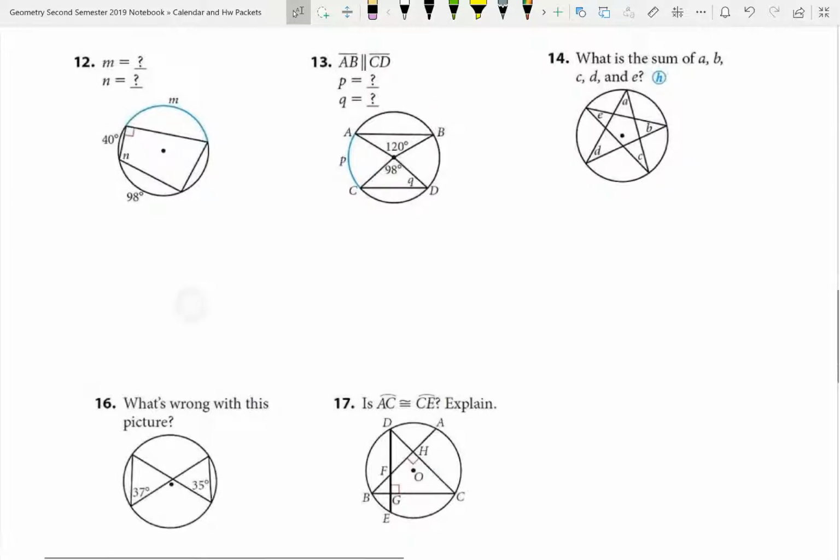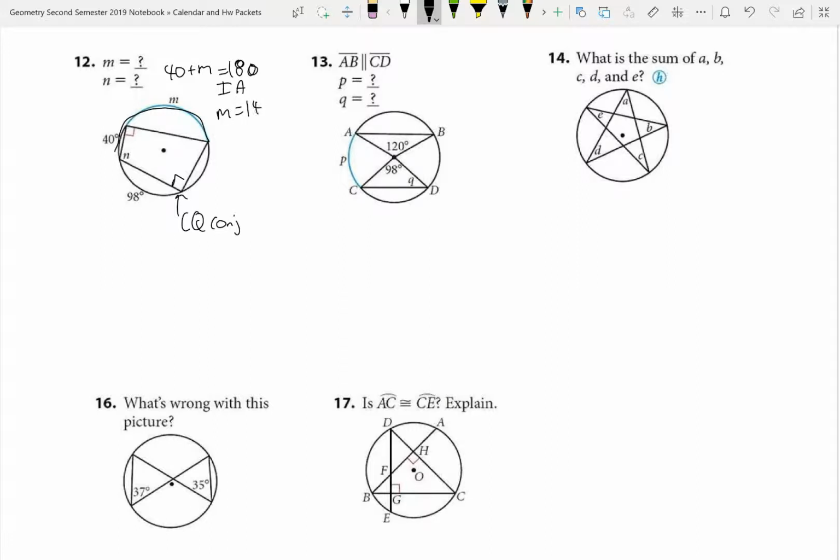Next one is 12. Let's see what we got here. We again have a cyclic quadrilateral, and so that's going to make this 90. Cyclic quadrilateral conjecture. And that's going to mean that this whole arc right here is 180. So that means that 40 plus m equals 180 because of IA. So m would be 140.